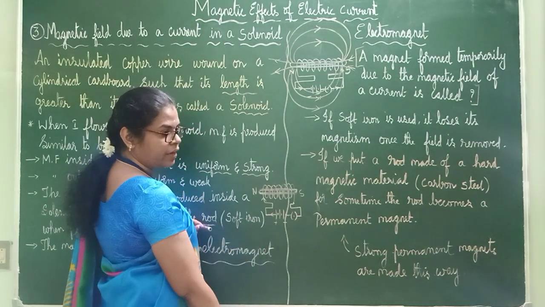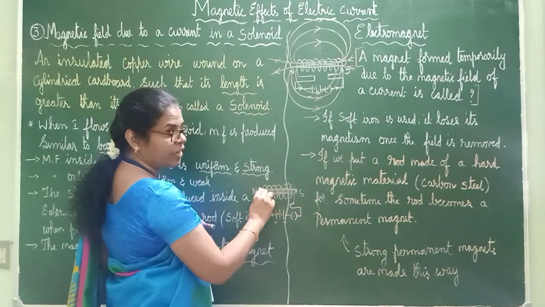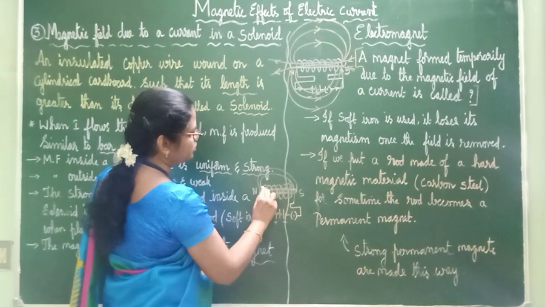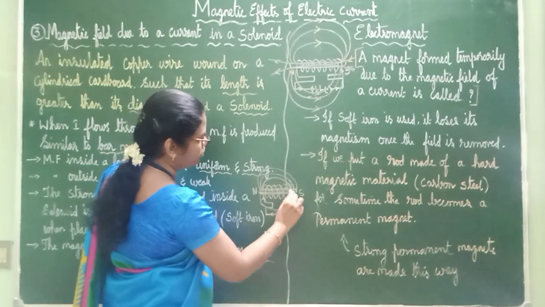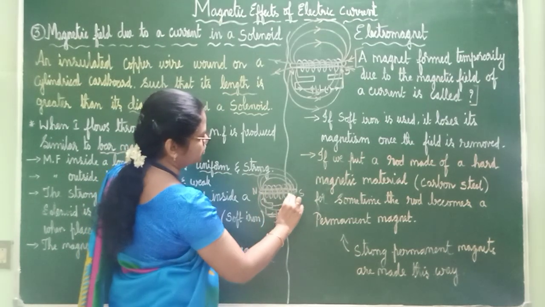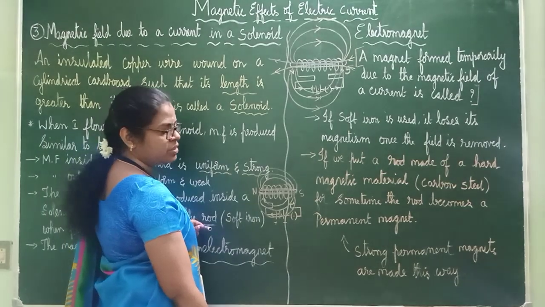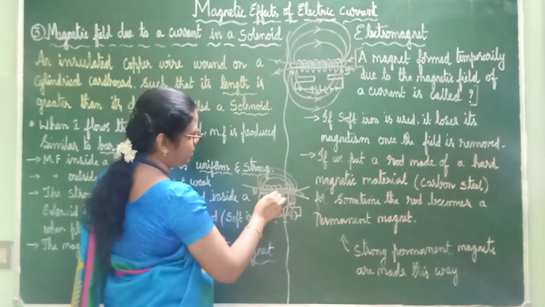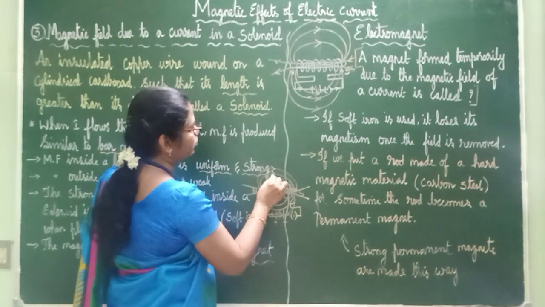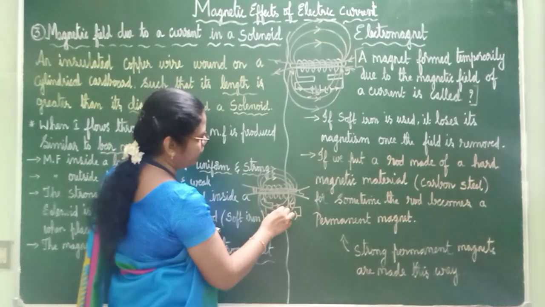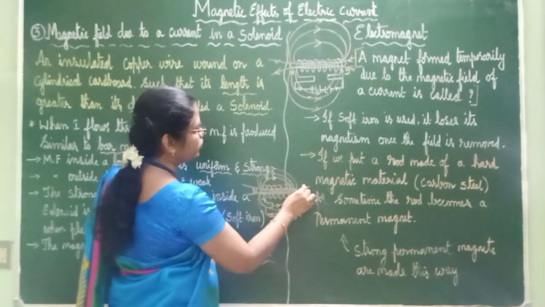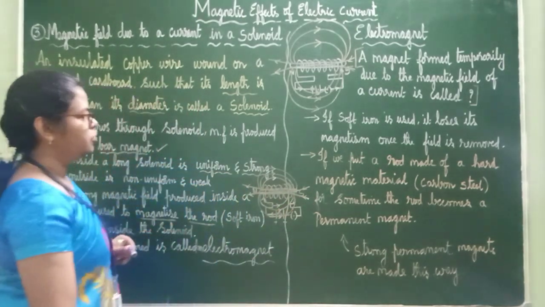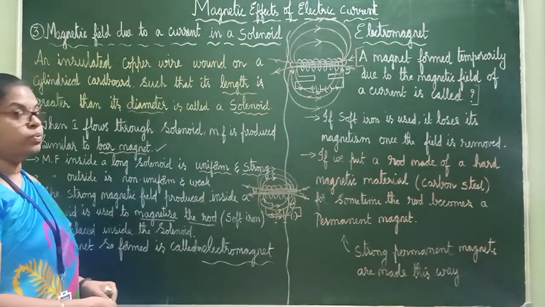What happens? Outside, magnetic field lines will be formed, but from where to where? Outside, if you see, it will be from north to south. Down also, north to south. Okay. And inside what happens? The magnetic field lines will flow from south to north. Arrows are very important. When it moves from north to south, you should put arrows. And when it moves from south to north also, you should put arrows to show the direction. Okay. So this is how it works.